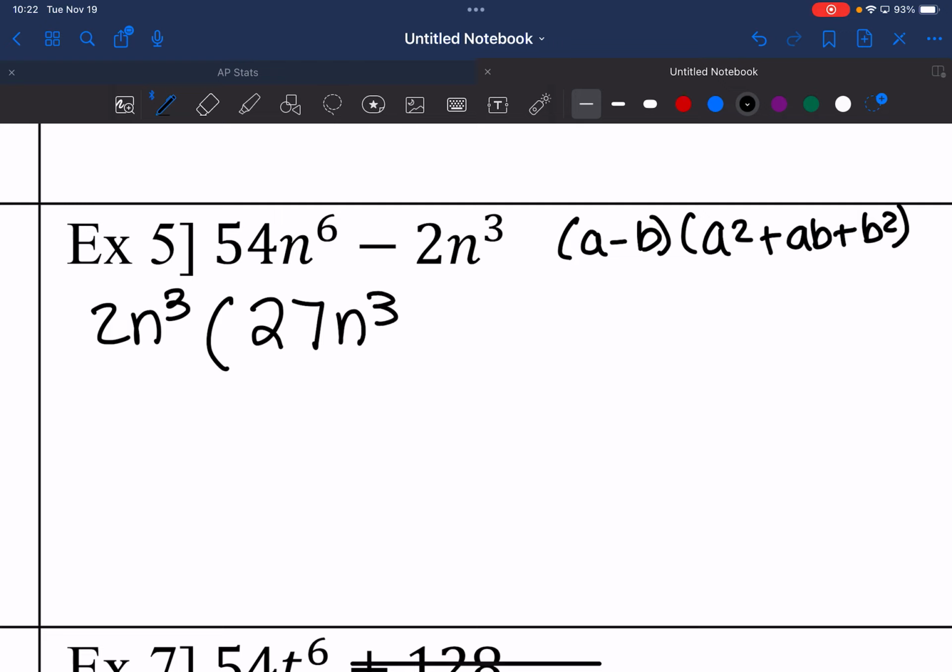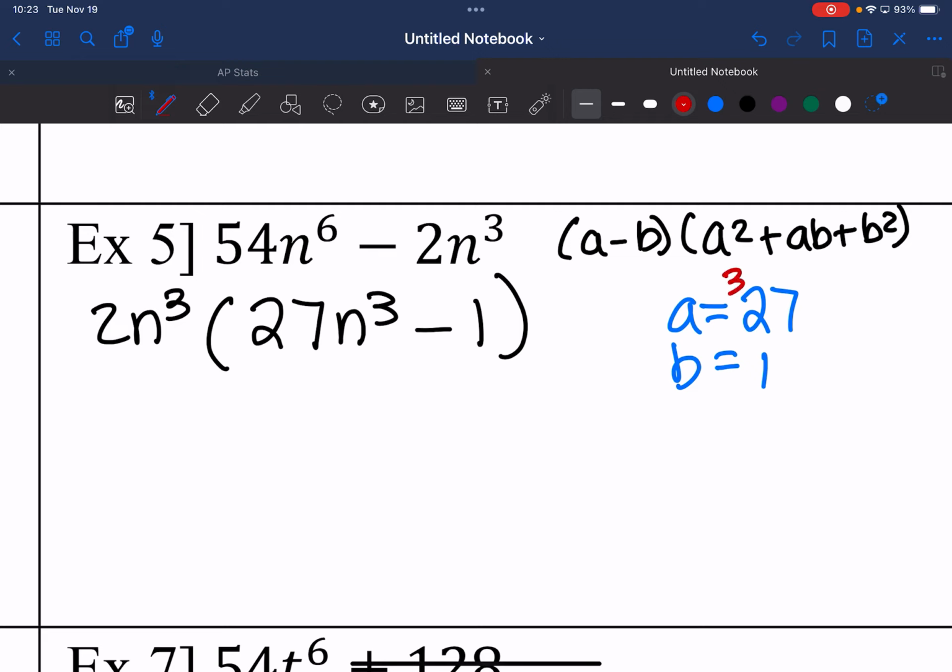27n cubed minus 1. Okay, notice before we do the sum and difference of the cubes, we need to get that variable cubed. So we had to take out a GCF before we got that 27n cubed as our first term. Looking at just the parentheses, what is our a value? 27. And what is our b value? 1. And what do we do to each of those numbers?